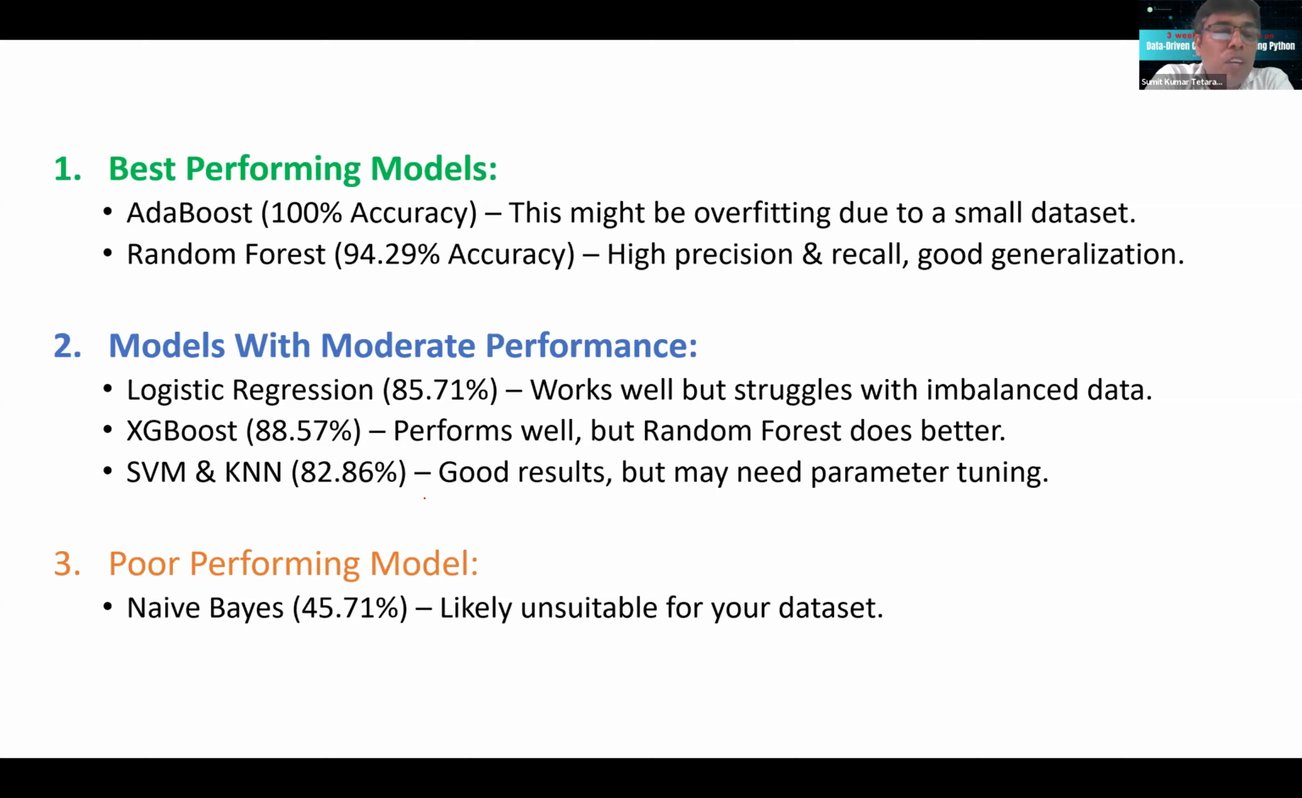And the poor performing model is Naive Bayes, at 45.71% accuracy. It is possible that some algorithm may not be suitable for your data set. Everything depends on what kind of data set you have. Otherwise, Naive Bayes is a good algorithm, but its performance is not good here. It's only 45%, and it's unsuitable for our data set.